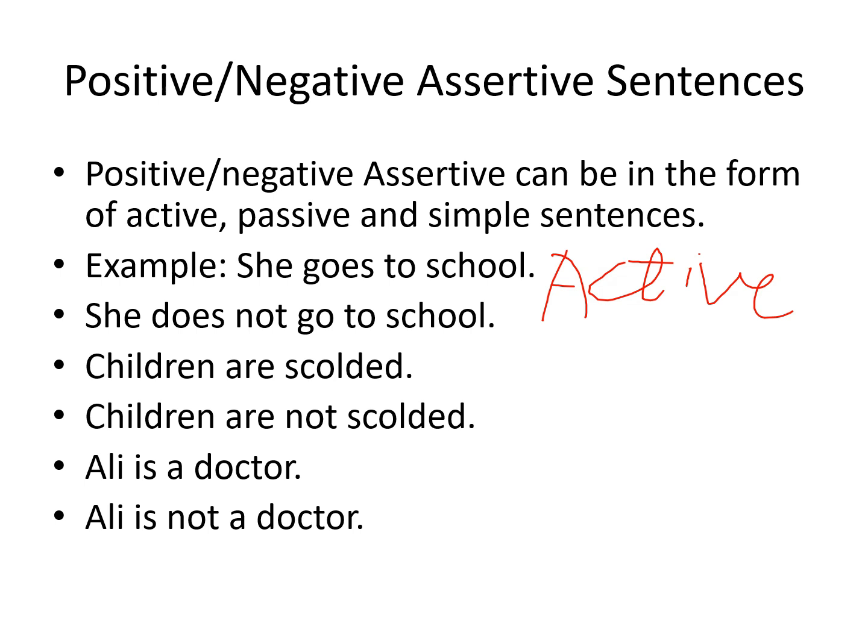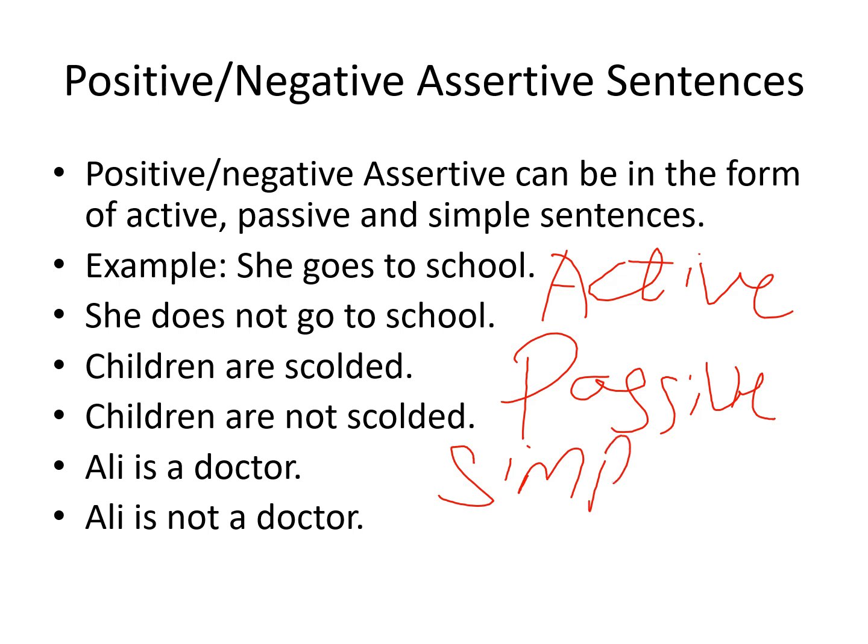Children are scolded, this is a positive assertive sentence, and children are not scolded, this is a negative assertive sentence, and the structure of both these sentences is passive. Next, the third example is Ali is a doctor, this is a positive assertive sentence, and Ali is not a doctor, this is a negative assertive sentence, and this is a simple sentence structure. Here you can see our positive and negative declarative or assertive sentences can be in active, passive or simple sentence structure.